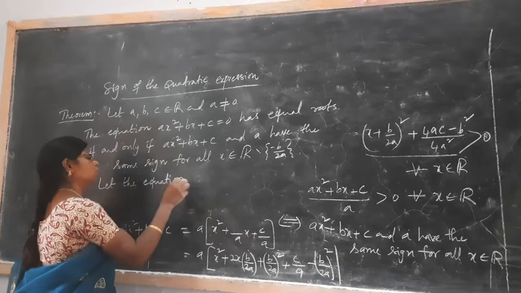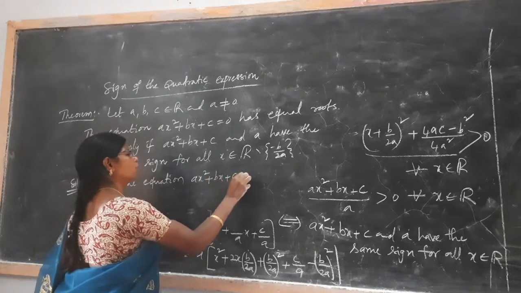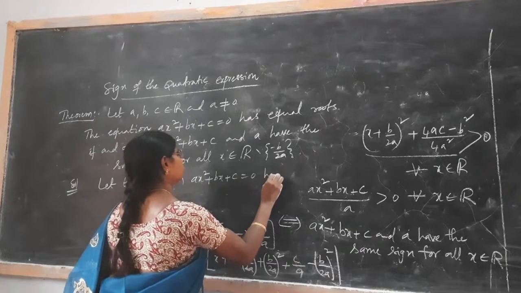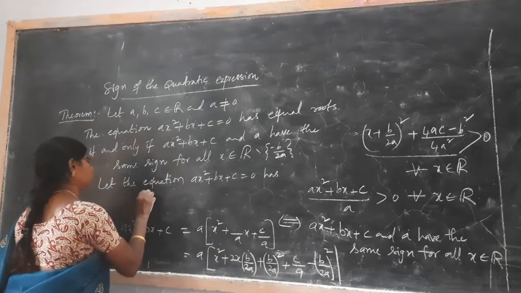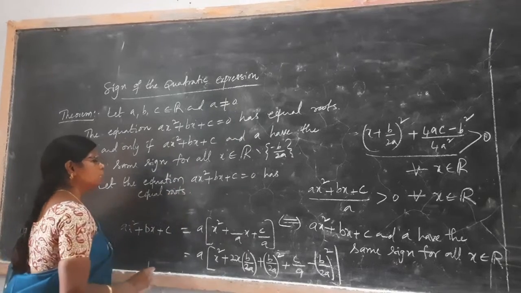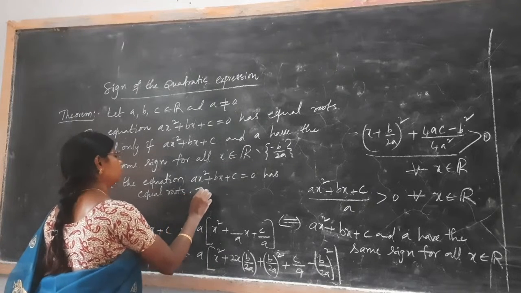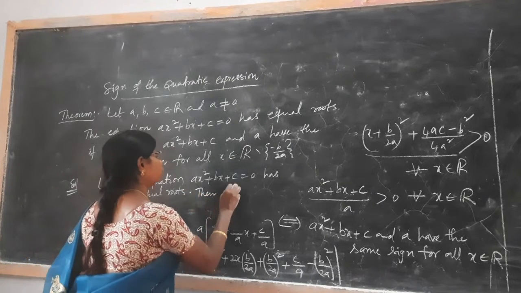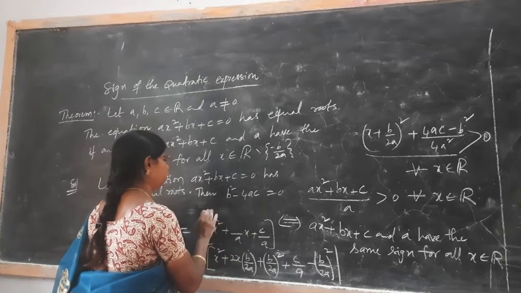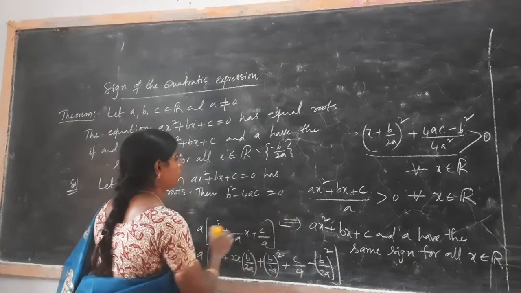Let the equation ax square plus bx plus c is equal to 0 has equal roots. Two roots equal, then b square minus 4ac is equal to 0. This implies b square minus 4ac equal to 0.